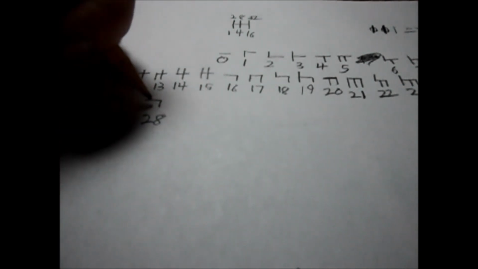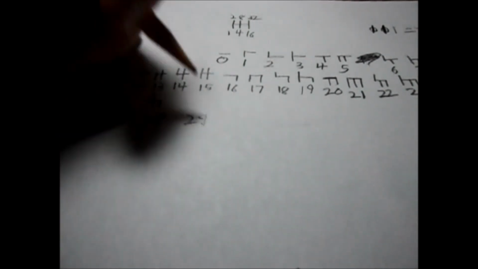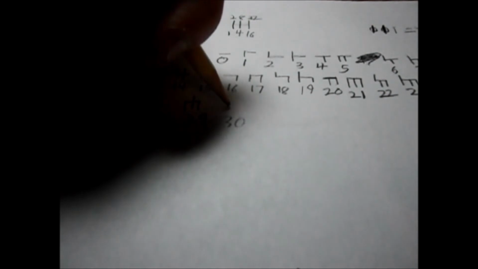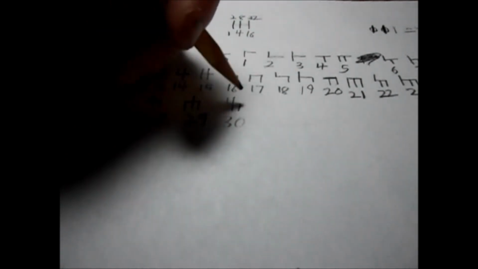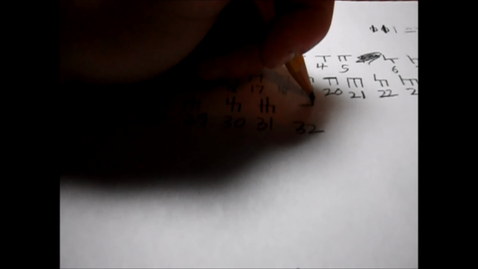28. Divert to 4. 29. 30. 31. So now it's filled up here. So then for 32, we just go up here to the right.